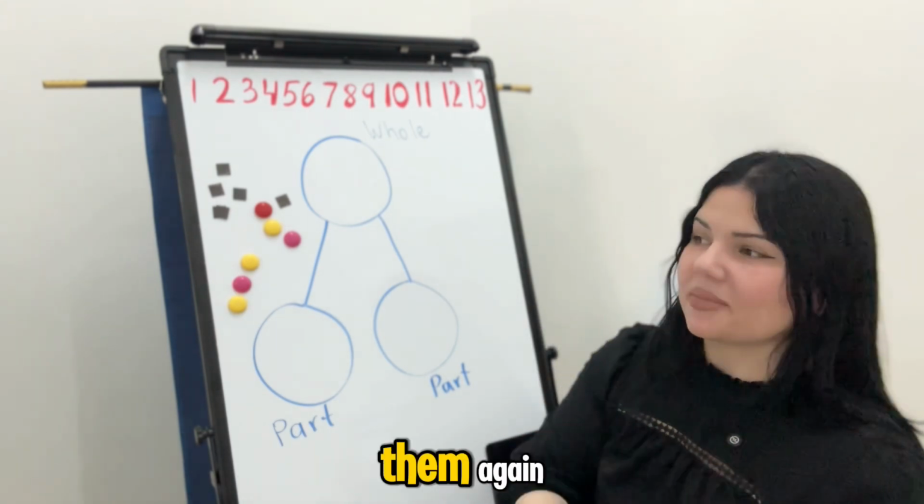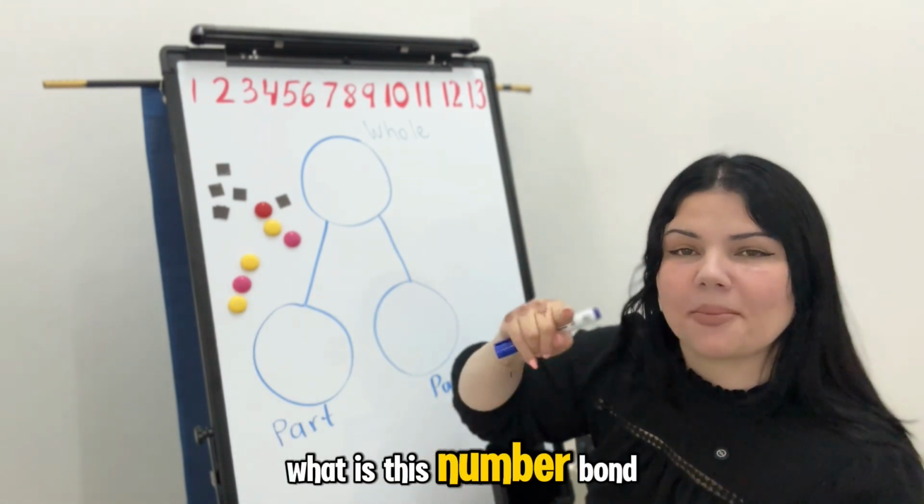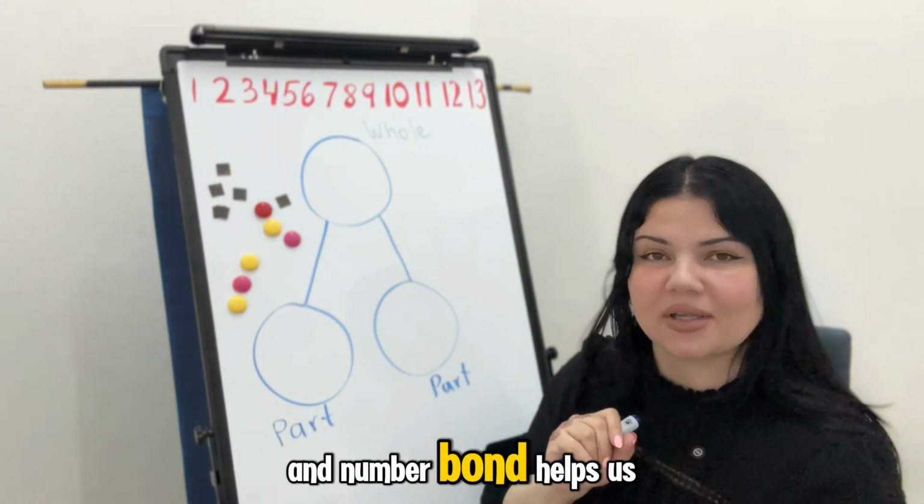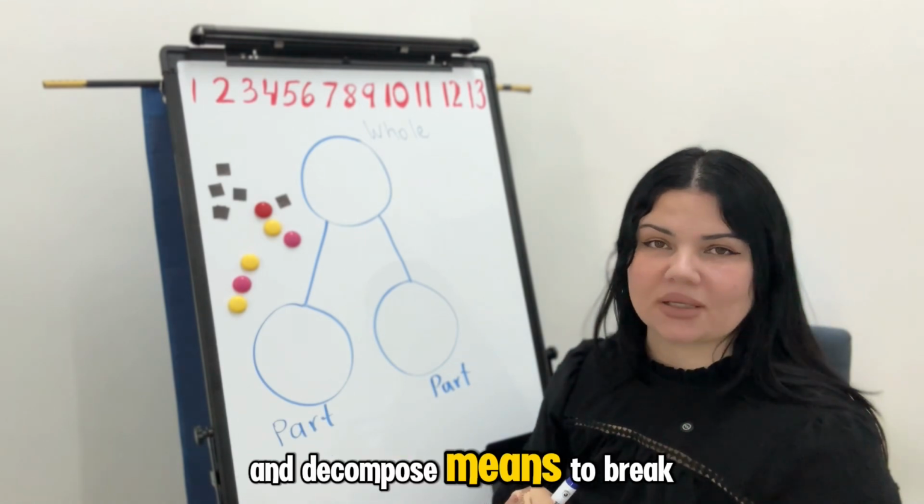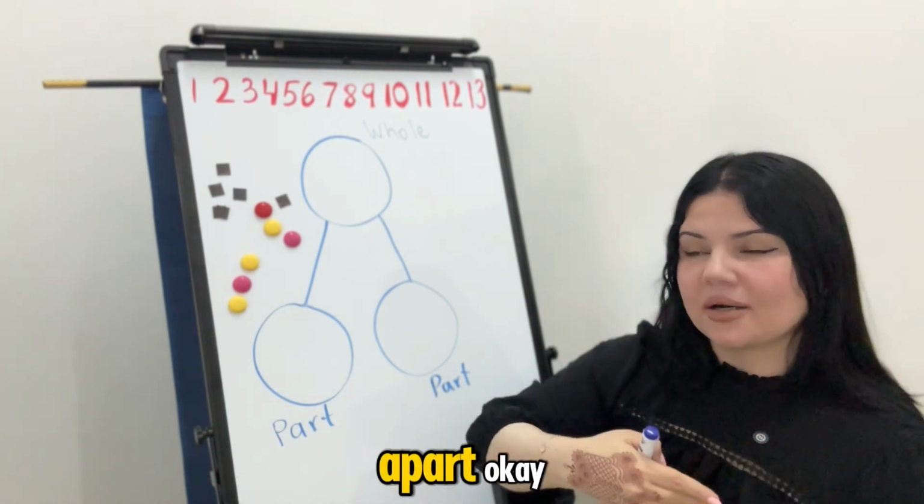And again, you would ask them, what is this? Number bond. And number bond helps us to decompose. And decompose means to break apart.